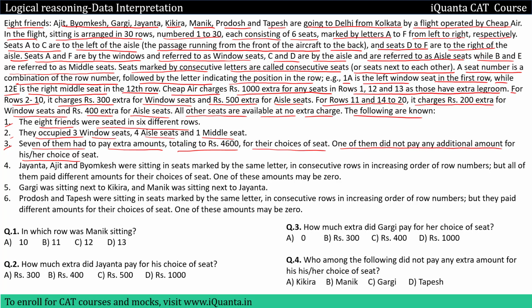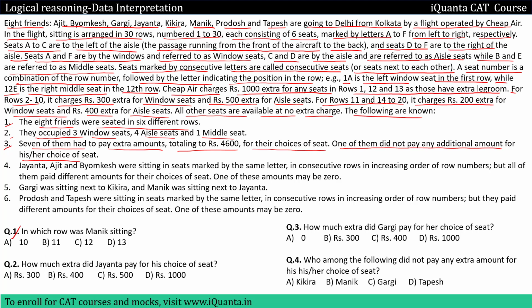So basically these clues are regarding the extra money they are paying, how many are occupying which particular row, and which particular type of seat, whether window, aisle or middle seat. So we'll be using these clues. We do not have much space over here. Let us read the questions.